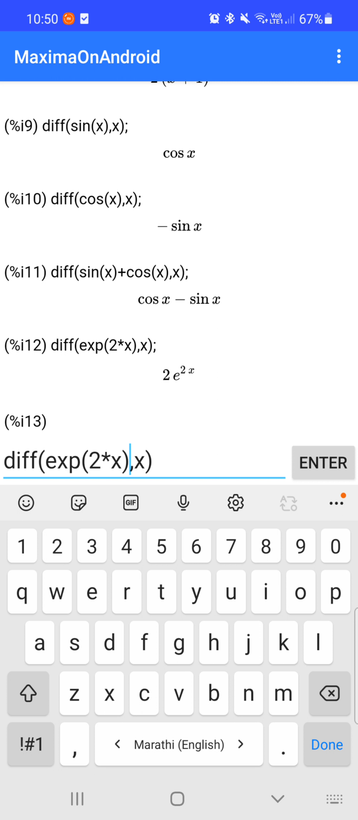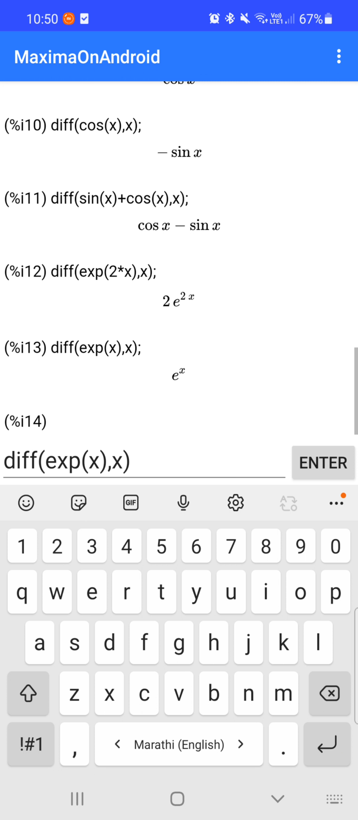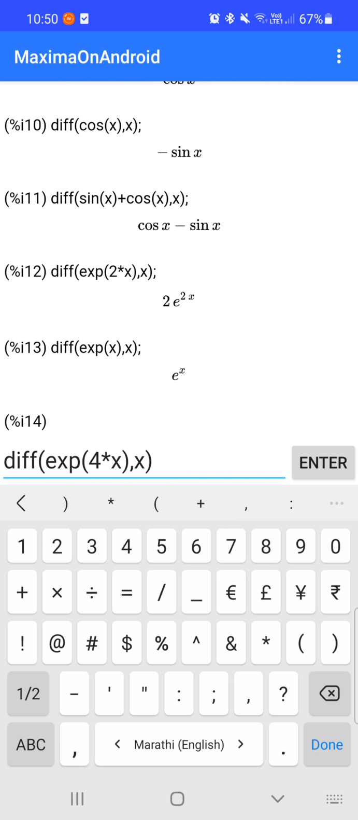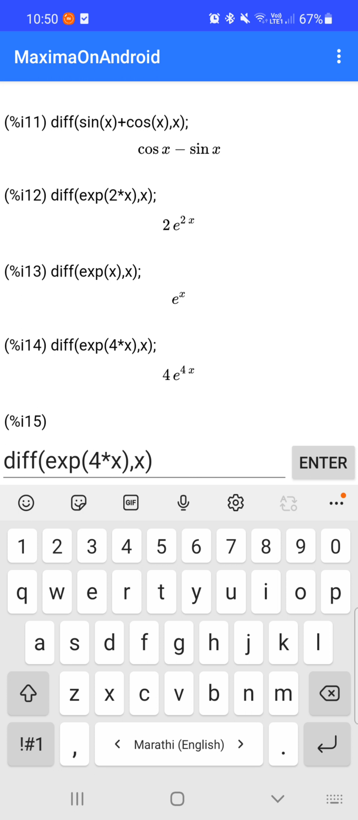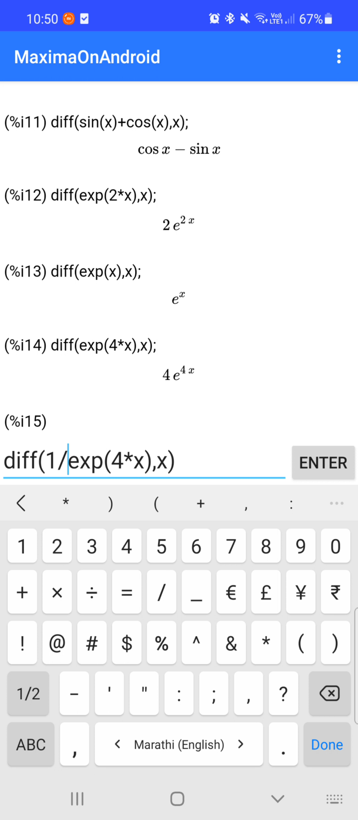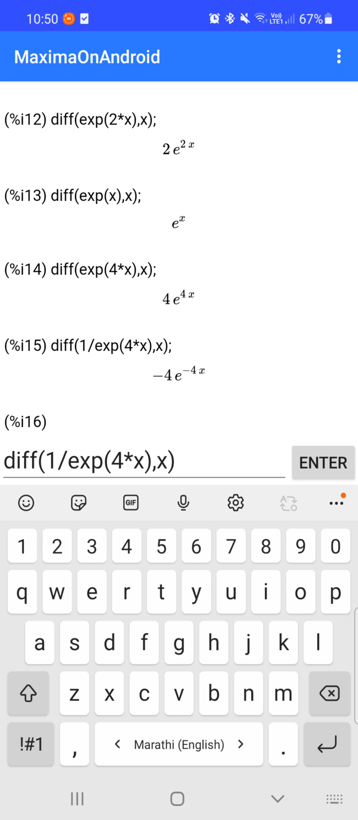We know that the derivative of e raised to x is what? E raised to x. If you enter here e raised to, say, 4 times x, it is equal to 4 e raised to 4x. You can also find a derivative of 1 divided by e raised to 4x. So it is equal to minus 4 e raised to minus 4x.